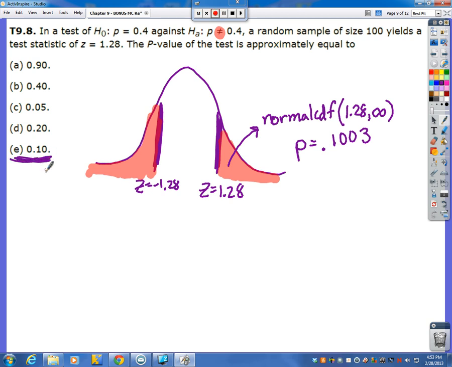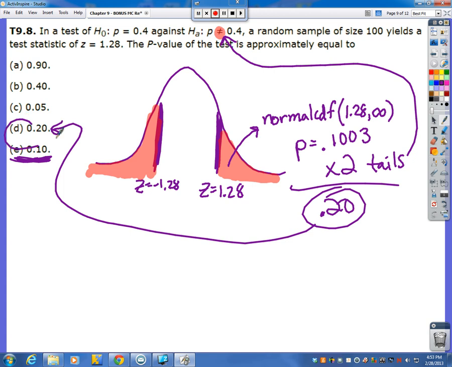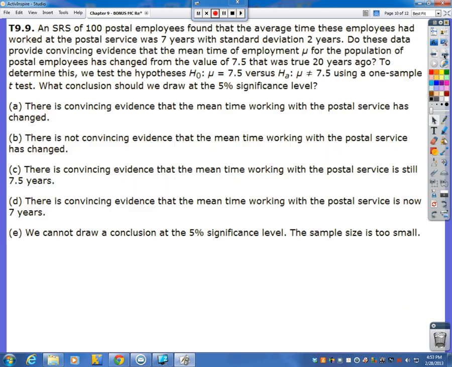Now, notice, is basically 10% an option over here? Oh, it is. Awesome. That's the answer. Brr, no, it's not the answer because we have to double this because we have two tails due to our alternate hypothesis being not equal to. So it's not really 10%, it's really 20%, aka answer D. So make sure you really notice the alternate hypothesis sign. If it's less than or greater than, don't double the p-value. If it's not equal to, you got to double it.